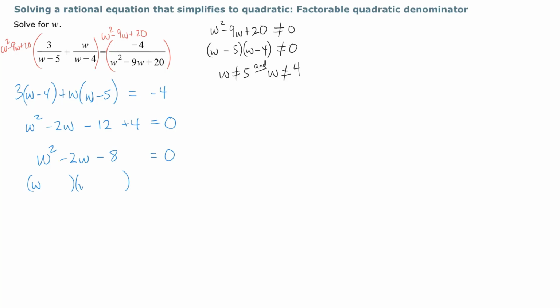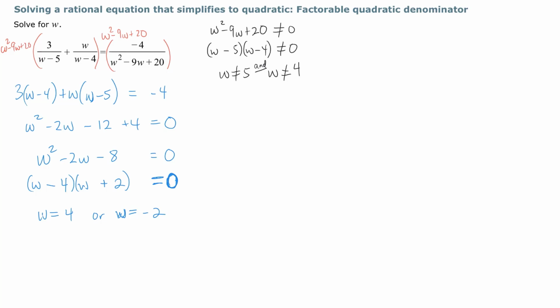Let's try factoring. w times w, w and w. We have 4, we have 2, we subtract 4, add 2. w is equal to 4, or w is equal to negative 2. There's a problem here, obviously. So what is our final answer?